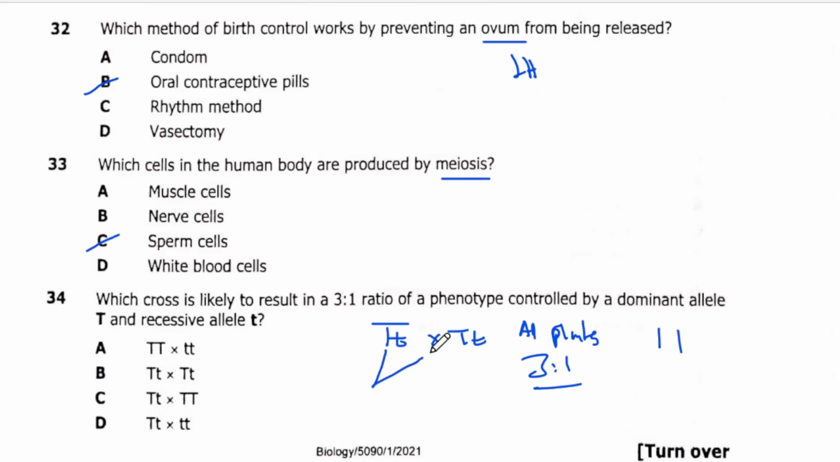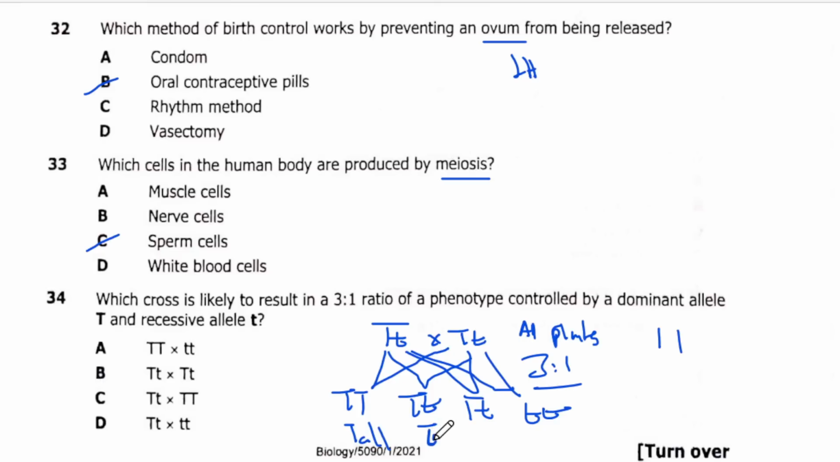So this one and this one will give us a homozygous tall. This one and that one gives us heterozygous tall. Then this one and this one also gives us a heterozygous tall. Then this cross gives us a homozygous short. So in terms of tall, this is tall, this is also tall, and this is also tall, while this one will be short. So we have 3 which are tall and 1 which is short. So the correct answer here is B.